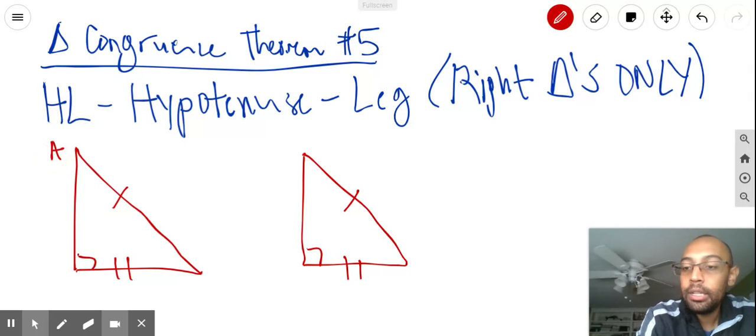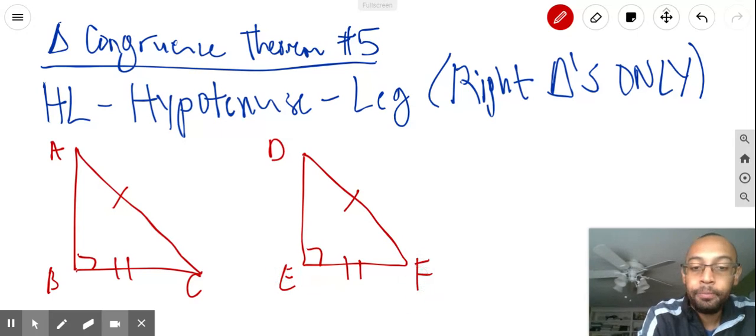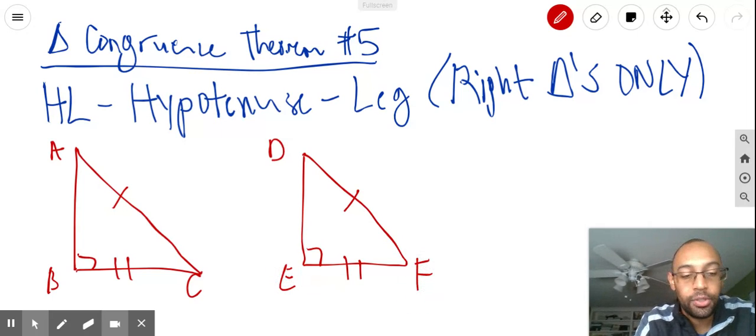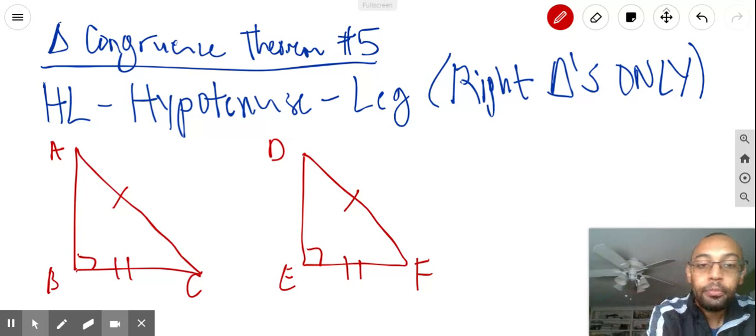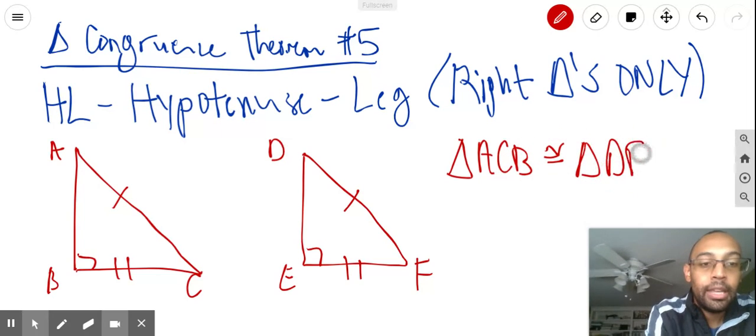So let me label this. This is A, B, C, and this is D, E, F. As long as I know that the hypotenuse, so in this case, AC is congruent to DF, as long as I know the hypotenuse of each triangle is congruent to each other, and then I'm given a leg that matches up in congruency, I know that these triangles are congruent by hypotenuse leg. So the triangle congruency statement I can say here is that triangle ACB is congruent to triangle DFE, and that is by hypotenuse leg.